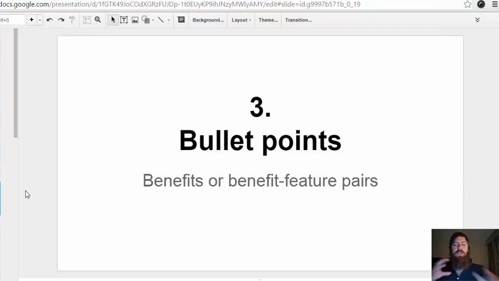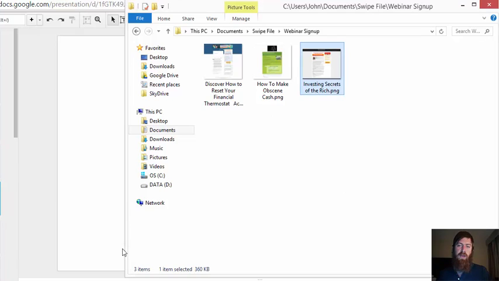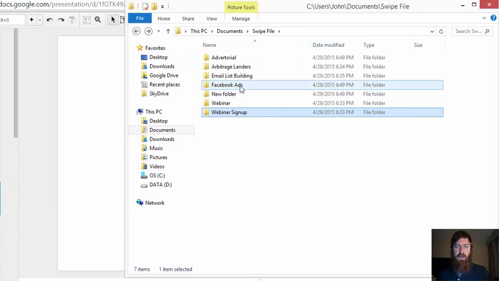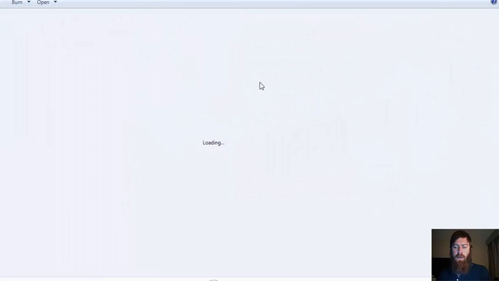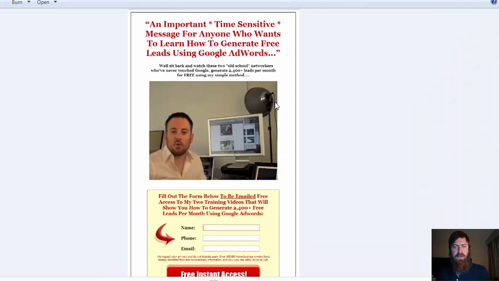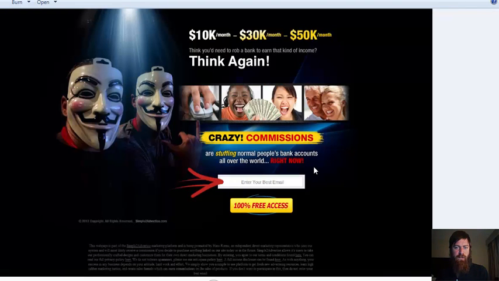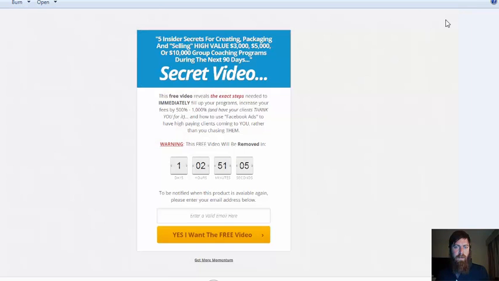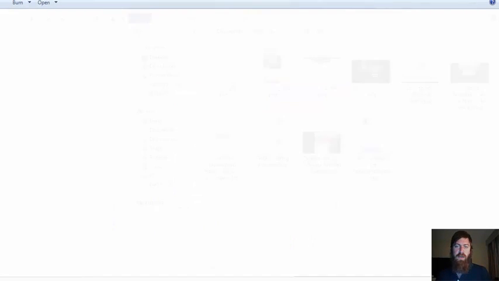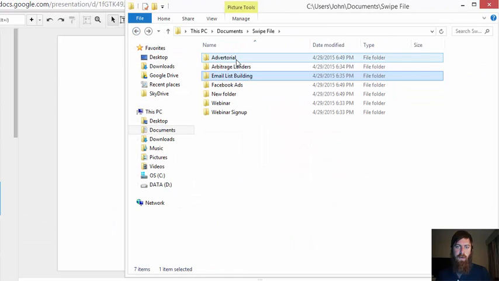Bullet points. So these are benefit feature pairs, basically. And let me bring up an example, let's bring up email list building. Let's see something. Benefit features. You know what? Some of these are too short to have benefit feature pairs. I'll put up an advertorial.